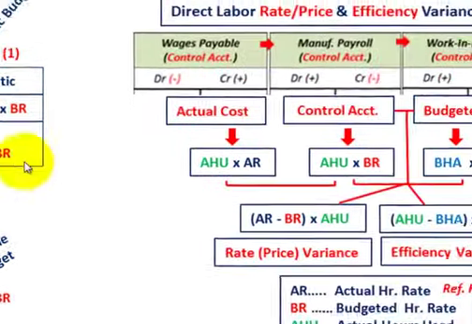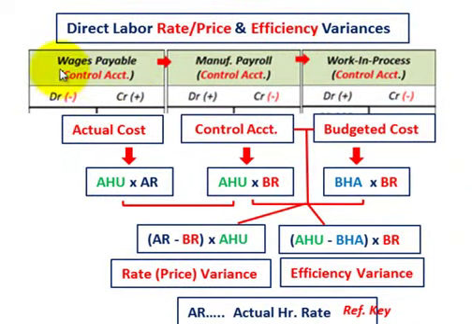Now we'll go up here and look at one other thing. Let's understand our flow. When we talk about those actual costs, that would be some wages payable that we have for our direct labor, and then they would flow into some manufacturing payroll account. That would be some control account, and then they would flow into work in process. Work in process comes at the budgeted cost. Wages payable is at the actual cost. I've just got it laid out here, what we've gone through on our charts.